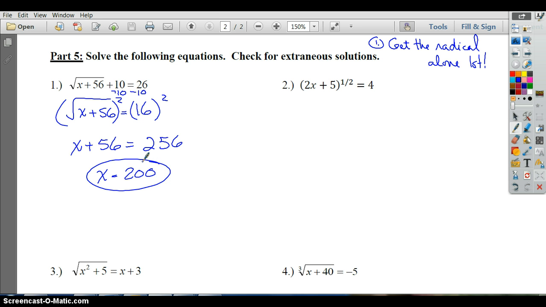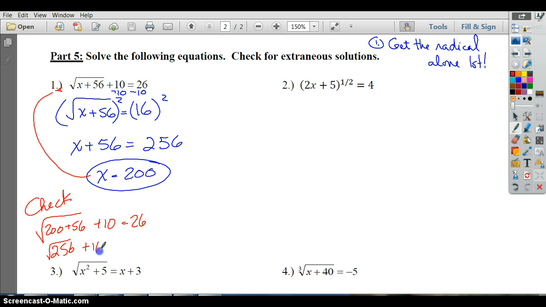So to check if this is an extraneous solution, all I have to do is plug this back in. So when you start talking about your check, I'm going to have 200 plus 56 under the square root, plus 10 equals 26. So the square root of 256 plus 10 equals 26. Square root of 256 is 16. And yeah, you can see that this is going to work. So this is not extraneous. This is a good solution.